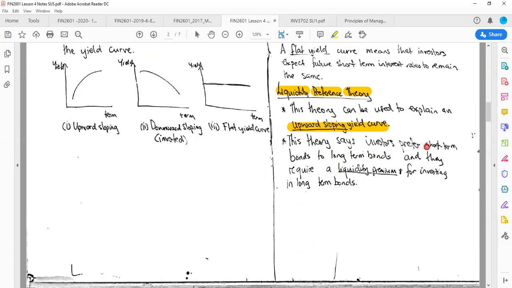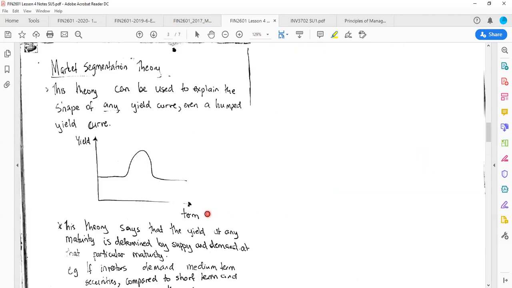So this theory says investors prefer short-term bonds to long-term bonds, and they require a liquidity premium for investing in long-term bonds, meaning the interest you get charged for investing in long-term bonds will be more than short-term bonds. And then lastly, we have the market segmentation theory.